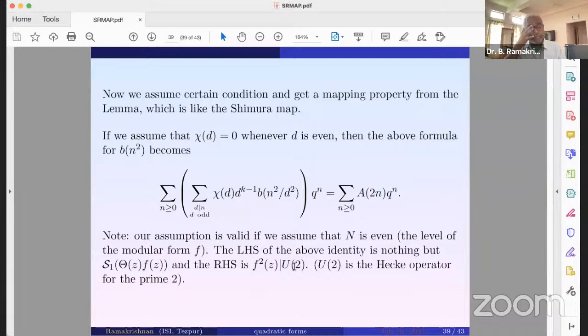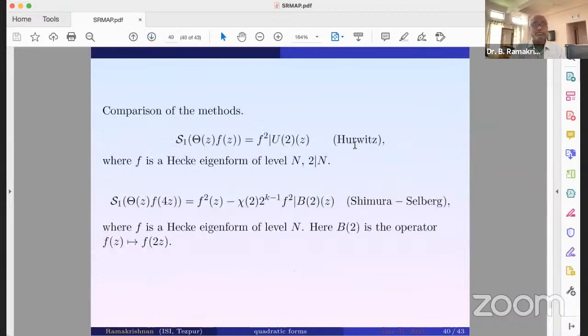I apply the U2 operator on the right hand side. U2 is the Hecke operator for the prime 2. So the right hand side is nothing but f square bar U2, and the left hand side is nothing but the Shimura map of f theta. Therefore, what Hurwitz's method is exactly giving is this map: S1 of f theta z is f square bar U2.